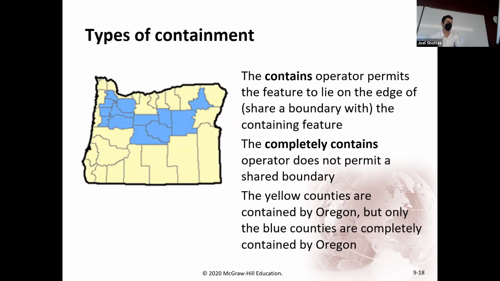Okay, within contained, we have completely contains. So it does not permit a shared boundary. So for example, here are the counties in Oregon, and the blue ones are the only counties that are completely contained within the state boundary of Oregon. So they don't share a boundary.